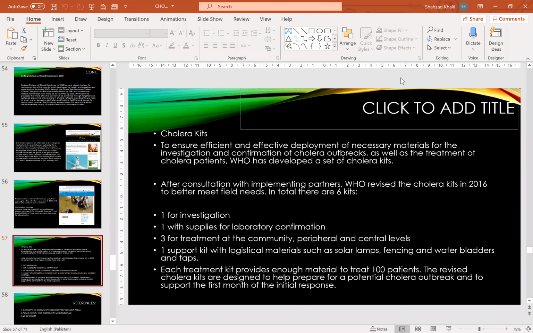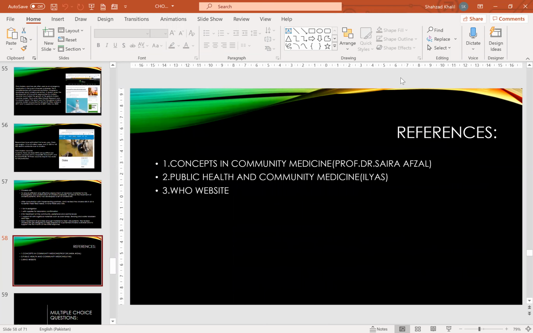Cholera kits. To ensure efficient and effective deployment of necessary material for the investigation and confirmation of cholera outbreaks, as well as the treatment of cholera patients, WHO has developed a set of cholera kits. After consultation with implementation partners, WHO revised the cholera kits in 2016 to better meet field needs. In total, there are 6 kits: one for investigation, one with supplies for laboratory confirmation, 3 for treatment at the community, peripheral and central levels, and one support kit with logistical materials such as solar lamps, fencing, and water bladders and taps. Each treatment kit provides enough material to treat 100 patients. The revised cholera kits are designed to help prepare for a potential cholera outbreak and to support the first month of the initial response. These are my references.